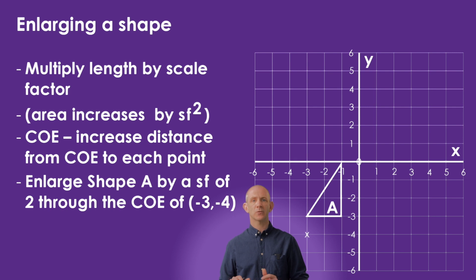And as the scale factor is 2, I'm going to increase the distance from this point to each of the corners by a factor of 2. So if I was to go up by 1, I'd get to the first point on the small triangle. I'll double that distance, would be 2 from the centre of enlargement on the new triangle.